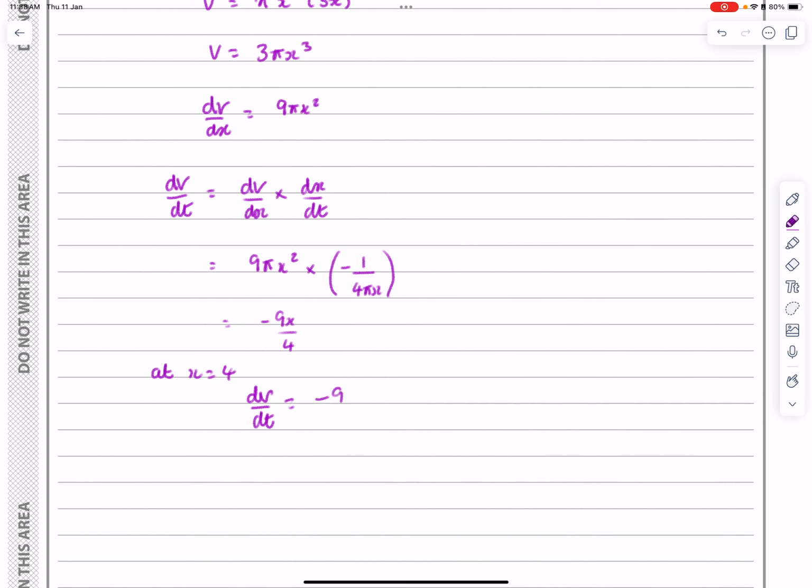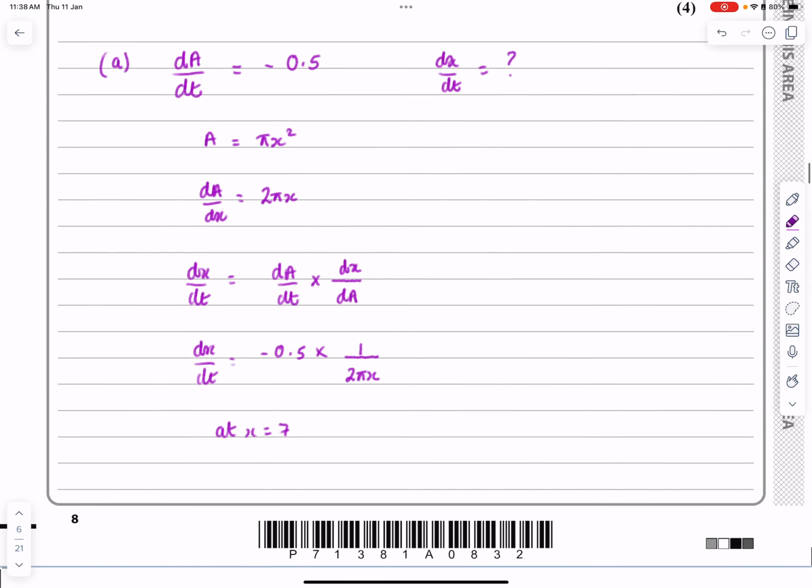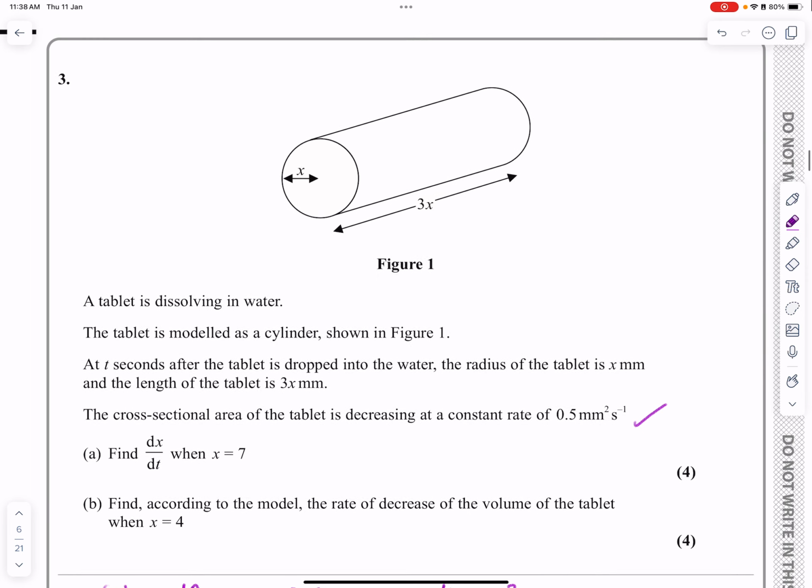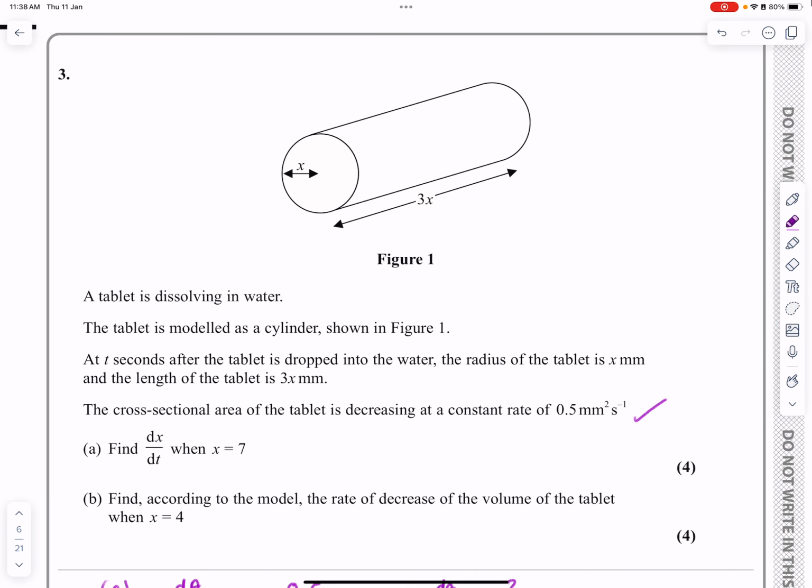So minus 9. Did they say anything about units? Should really put them on. It would be centimetres cubed per second, wouldn't it? Centimetres cubed per second. So yeah, a nice question there, not too difficult. These can be a lot harder than that, but hopefully that one makes sense.